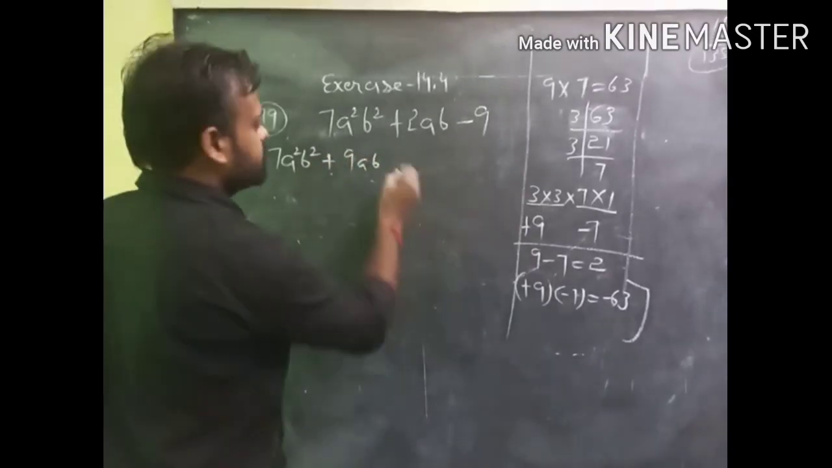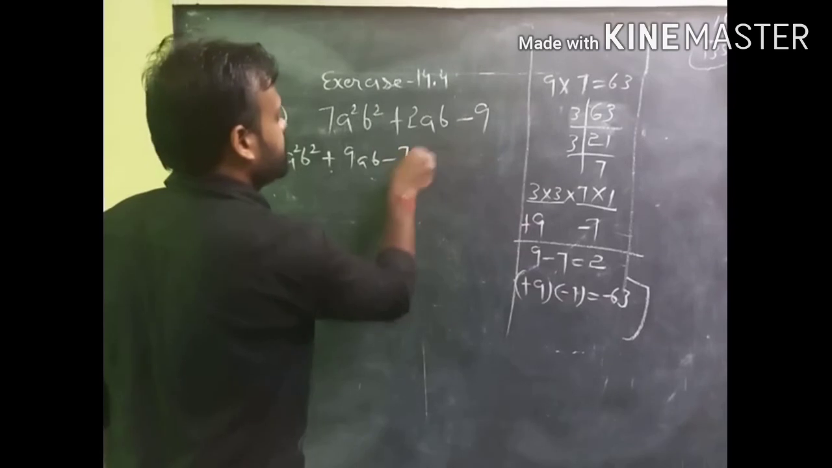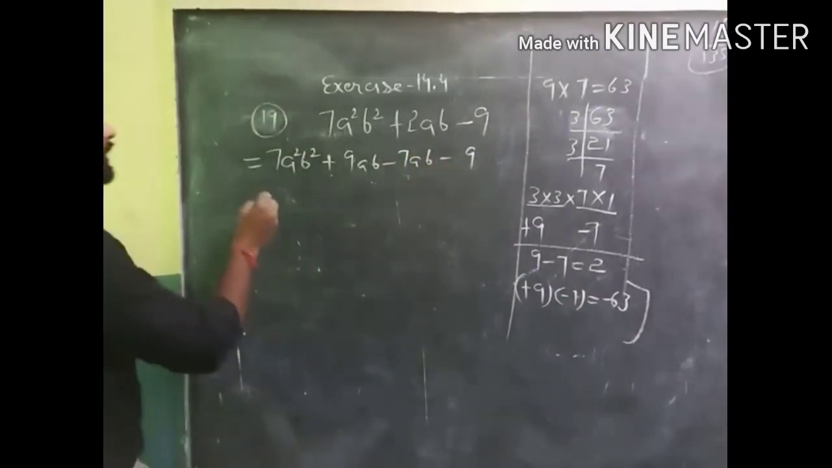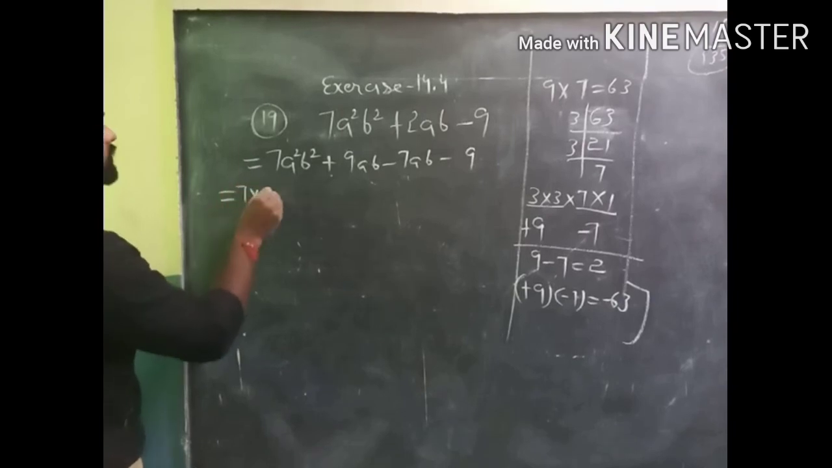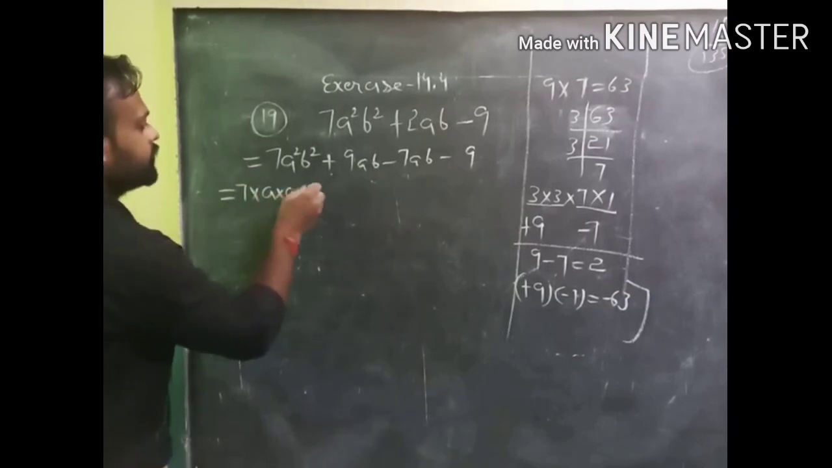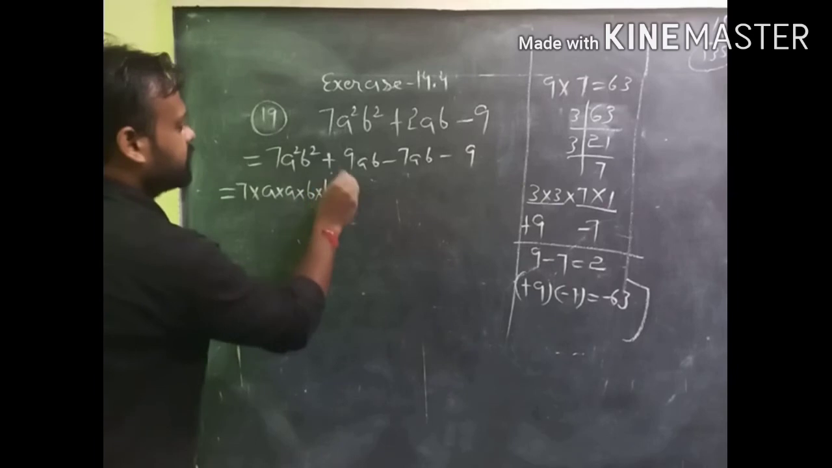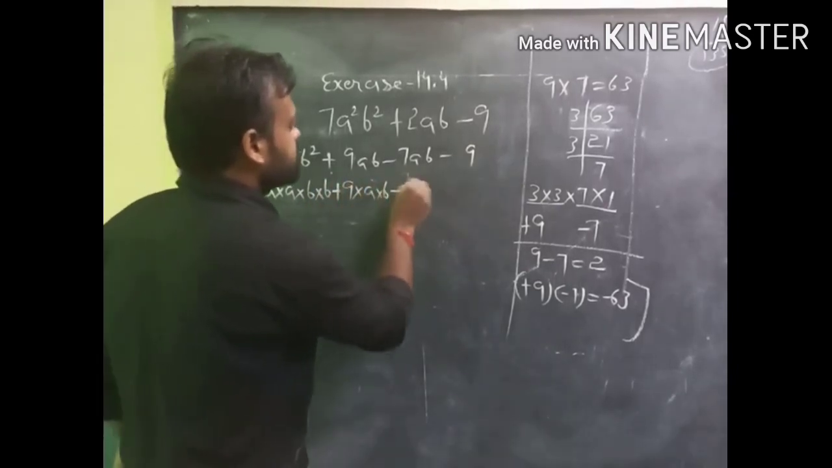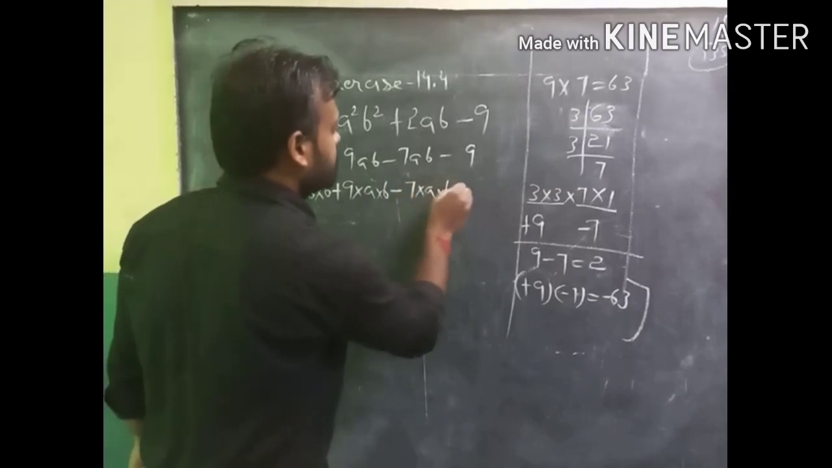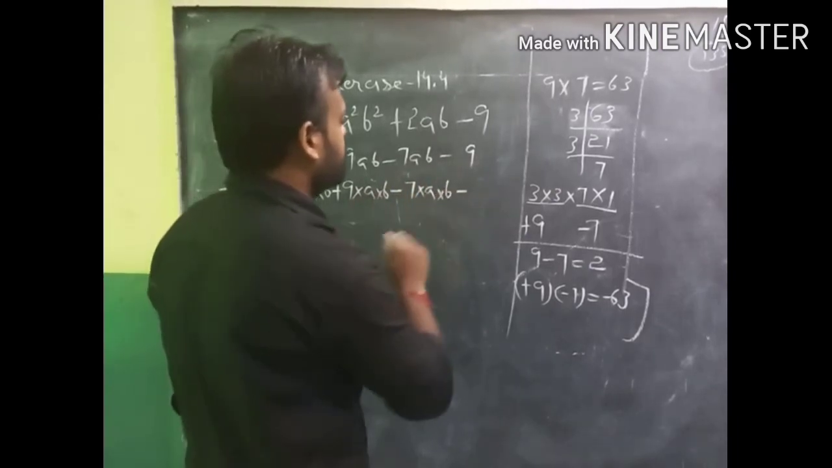9ab and then this of course minus 7ab and then this minus 9, and of course now we have to make the factors. 7 into a square is here, so write down a into a, b square is here, so write down b into b, and now you can see this 9 into a into b, and of course this 7 into a into b minus 9, how can we write down this 9?